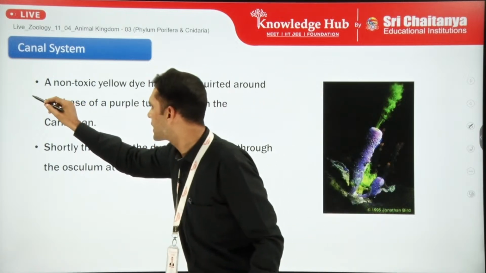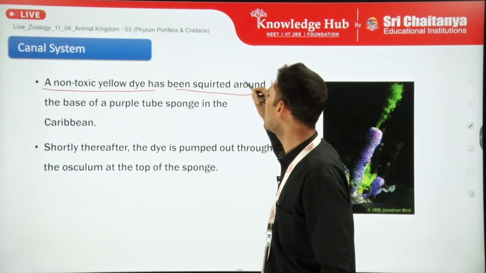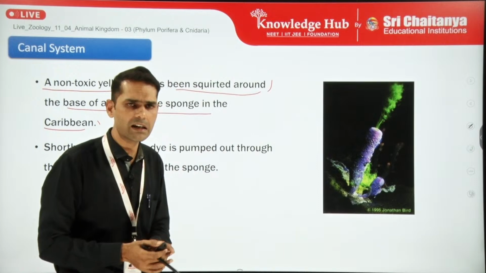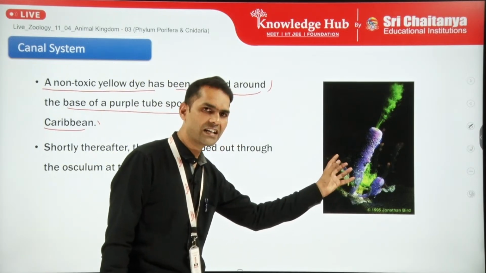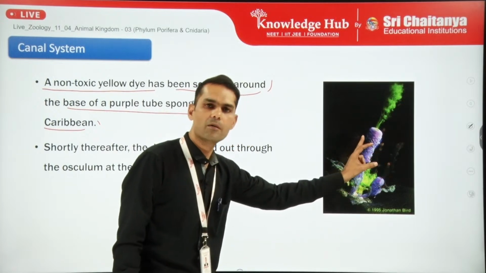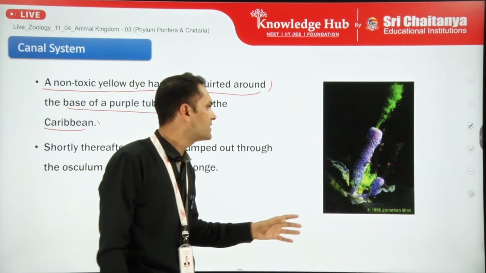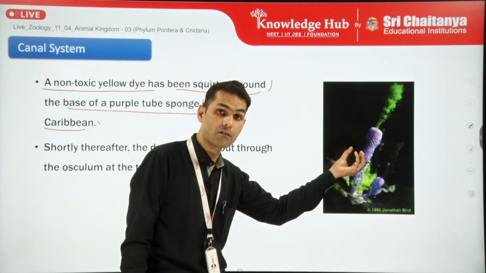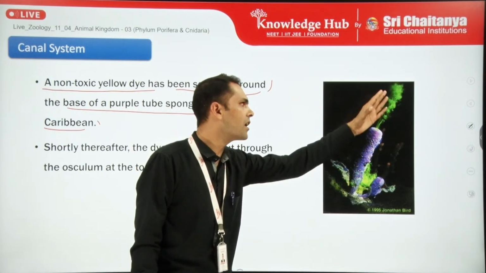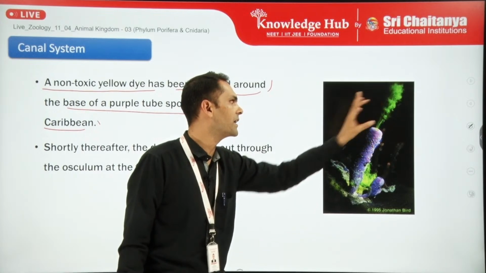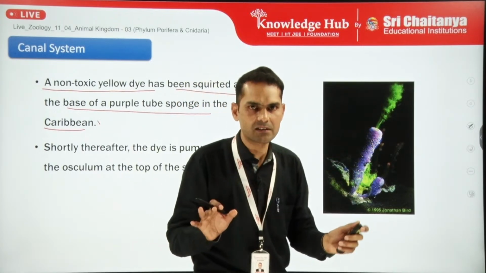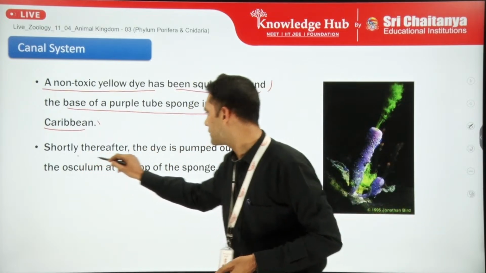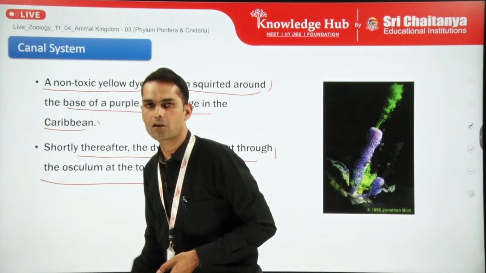Now let's take a look. A non-toxic yellow dye has been squirted around the base of a purple tube sponge in the Caribbean. That means the scientists there injected a fluorescent dye near the body of the porifera, and in a few minutes we see that this dye was getting absorbed into the surface of the porifera, and it was emitted out in a squirting manner through the osculum opening. So you can see that this depicts the flow or the pathway of the water canal system. Shortly thereafter, the dye is pumped out through the osculum at the top of the sponge.